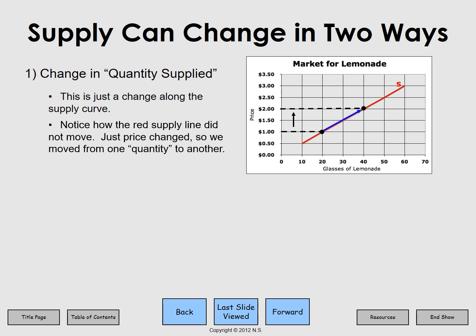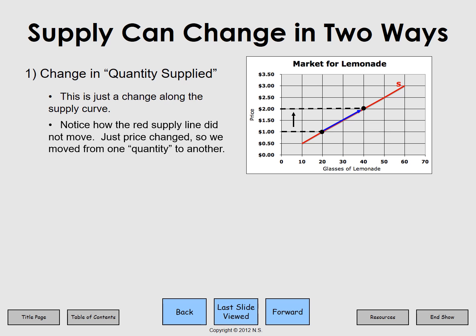If I thought I could make $3 on a glass of lemonade, I would spend more time and buy more lemons and, you know, sugar and cups and all the things I needed, and I would be able to sell 60 glasses of lemonade. So remember, we assume that we are going to sell all of these things. So if I can get $2 a glass, I'm going to take the time to make 40 glasses of lemonade because obviously I'm making more money.